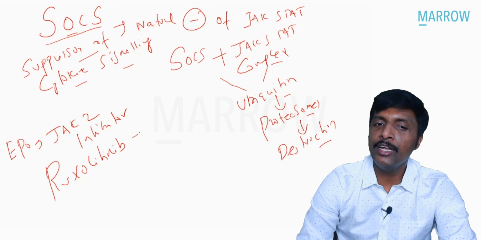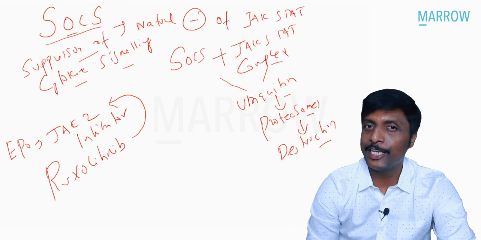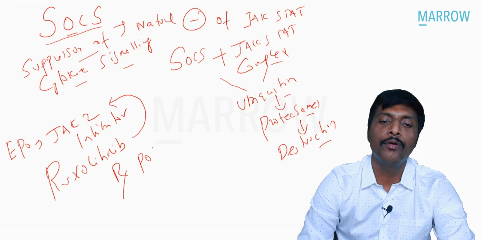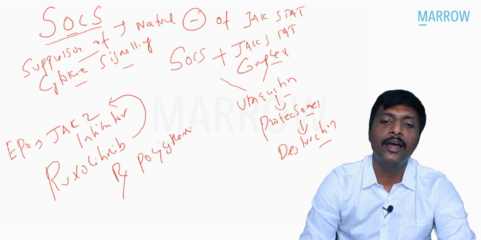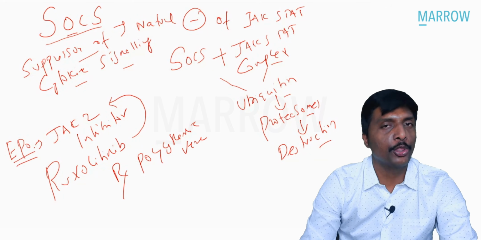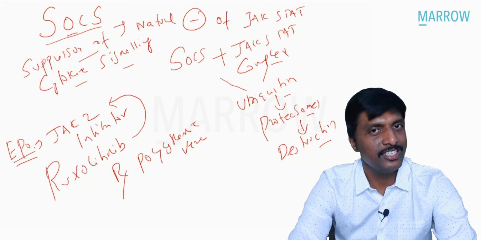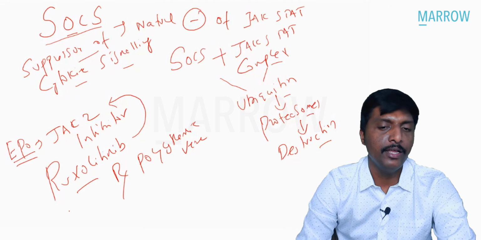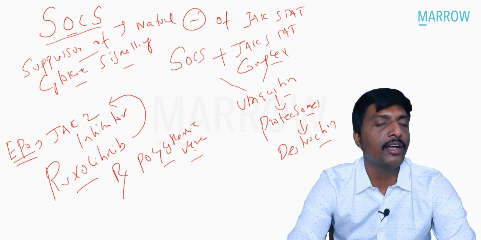This is an inhibitor of Janus kinase 2, particularly needed for treatment of polycythemia vera, where there is overactivity of erythropoietin. Clinical importance, remember this point. Erythropoietin, JAK2 inhibitor, ruxolitinib, treatment of polycythemia vera.